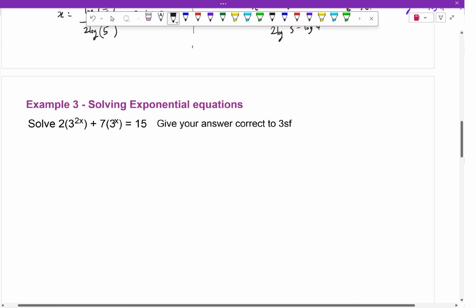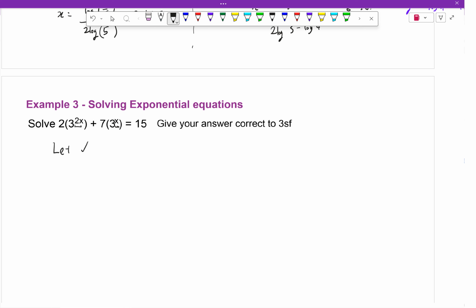The next one. Again, it's more complicated, but in fact, there is a trick. The bracket is actually there to help you. So let's have a look. We see, oh, here is 2x, and here is x. It's quite similar to quadratic form. It's just a different format. So let's say let alpha equals to 3 to the power of x. So if that's the case, 2 alpha squared plus 7 alpha minus 15 equals to 0. Then here we can factorize it. Oh, sorry.